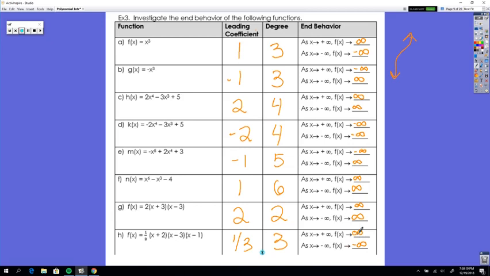So, we want to realize something here. Whenever our leading coefficient is positive and even, both of our end behaviors go up. Whenever our leading coefficient is negative and even, both of our endpoints go down. Whenever our leading coefficient is positive and odd, they go in different directions. Whenever our leading coefficient is negative and our degree is odd, they also go in different directions. So let's talk about what all of this means.